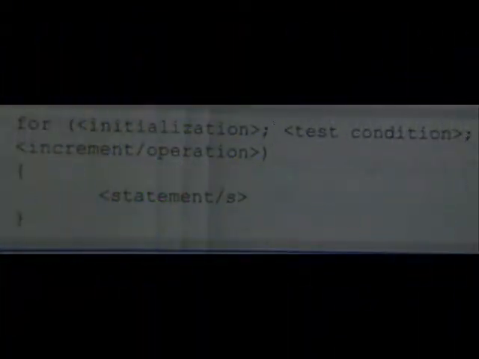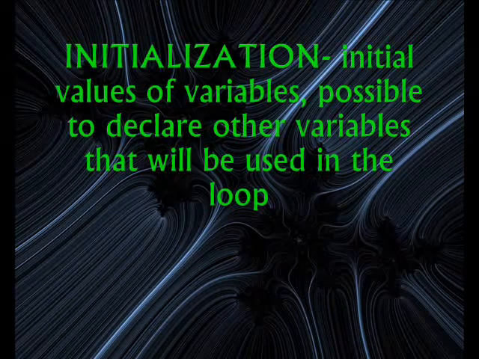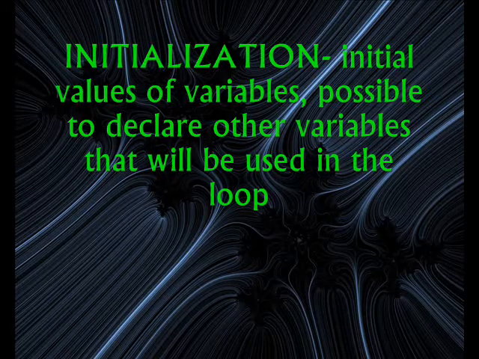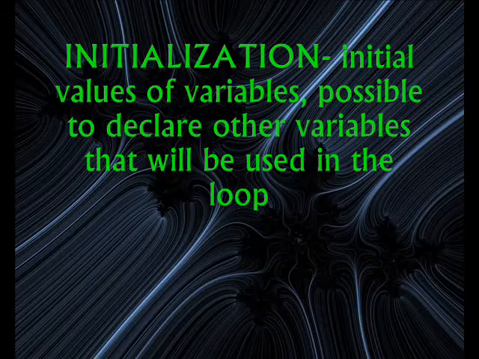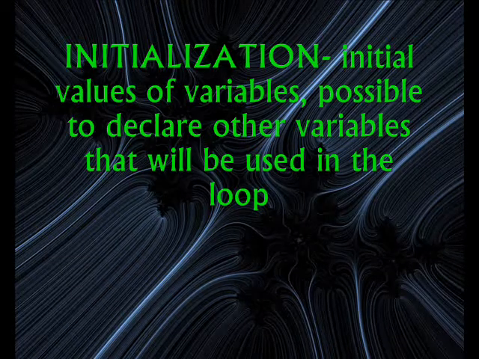Let us start discussing for loop. From the syntax, you can see that the for loop has three main parts separated by semicolons. The initialization, which means initial values of variables that will be used in the loop. It is even possible to declare other variables here that will be used in your loop.